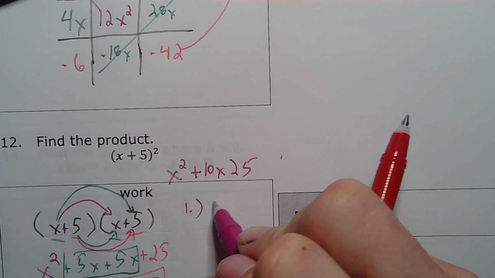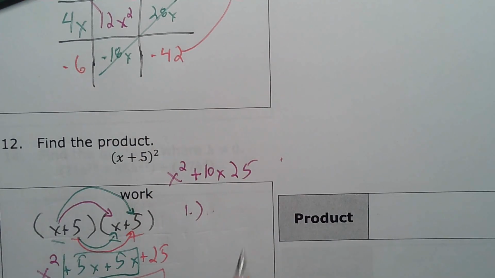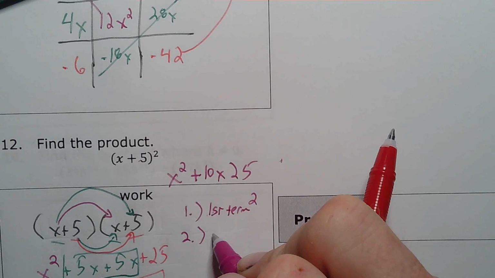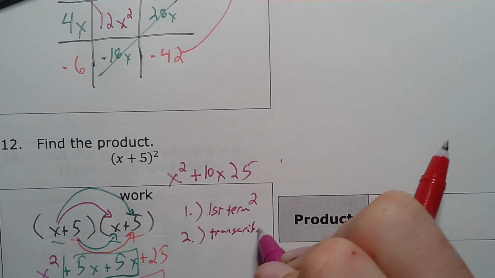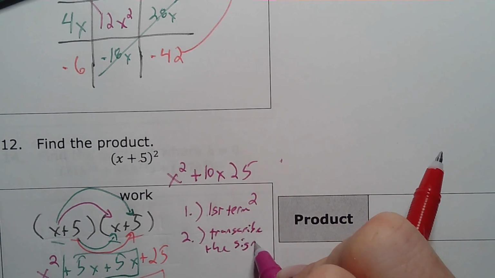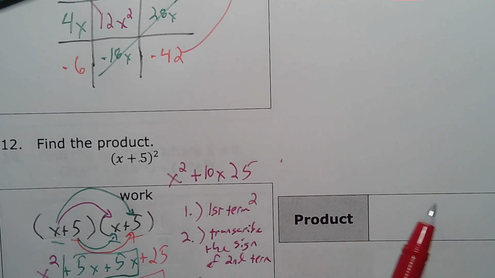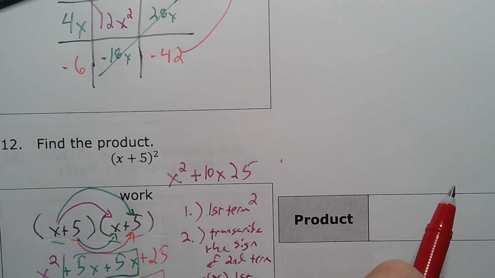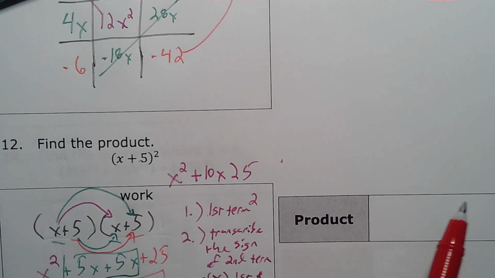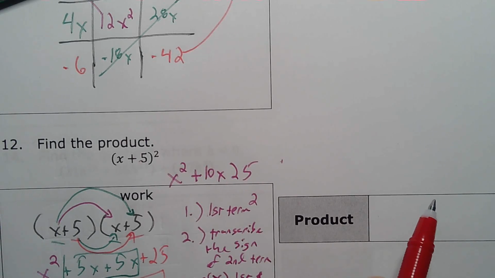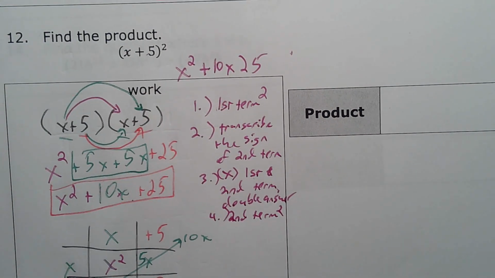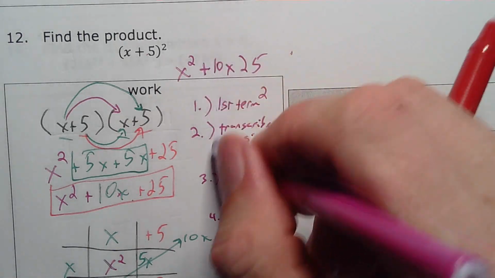So step 1, square the first term. 2, transcribe the sign of the second term. 3, multiply the first and second term, and double the answer. And then 4, the second term squared. All right, so there is your shortcut to that, which is pretty neat.